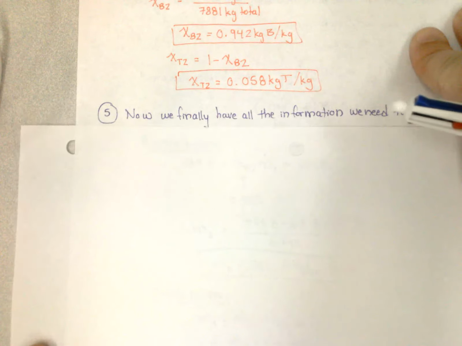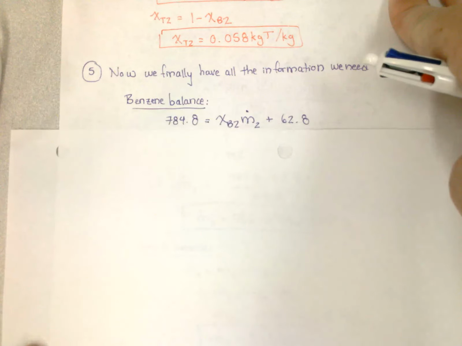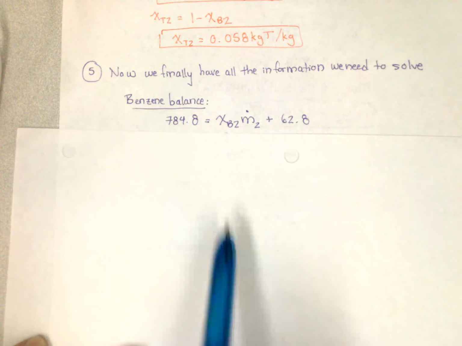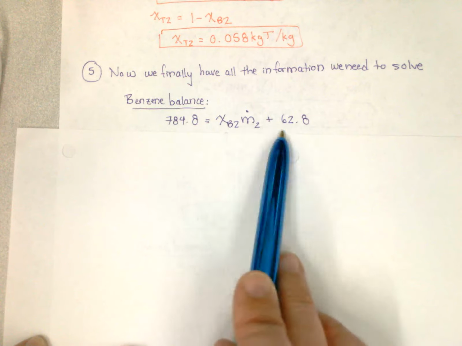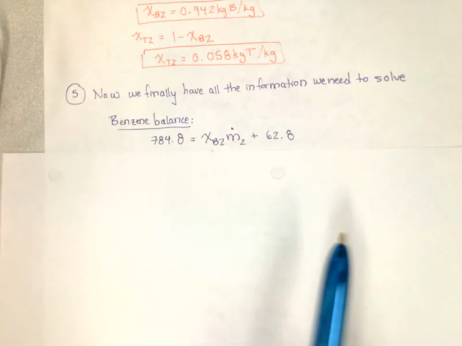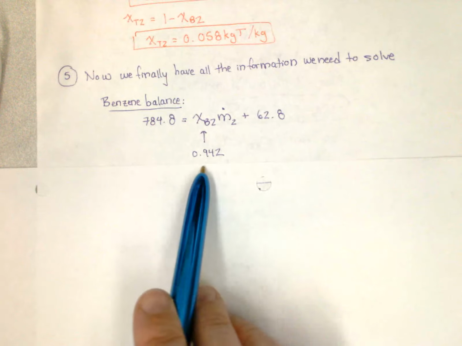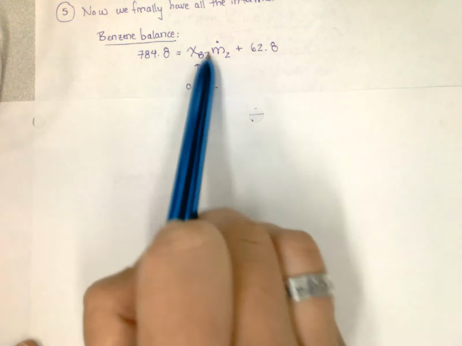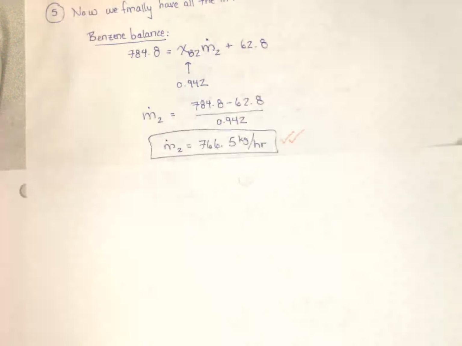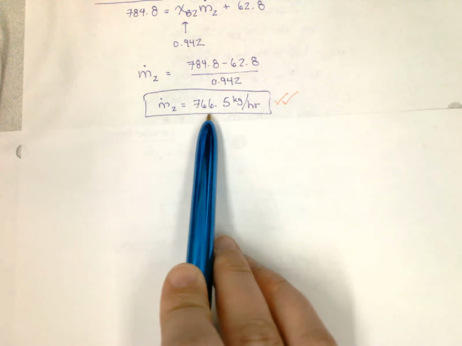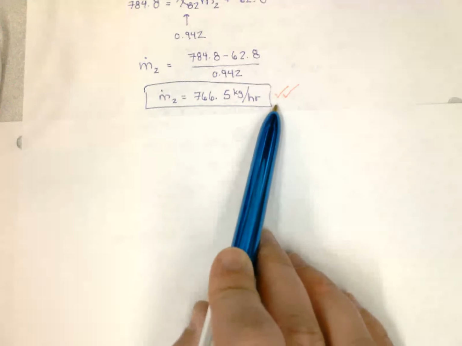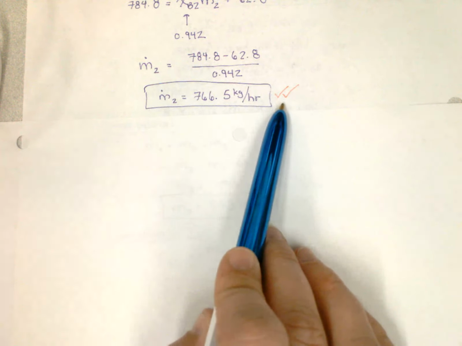So if we go down, we now have enough information to solve. Let's go back to the benzene balance. We got it down to this number equals the fraction of benzene in 2 times m dot 2 plus 62.8. We just found that number. It's the 0.942. So now we can solve for M2. This is one of the things that we were looking for. We want to know what's the mass flow in 2. If we rearrange and solve, we find that the mass flow in 2 is 766.5 kilograms per hour.